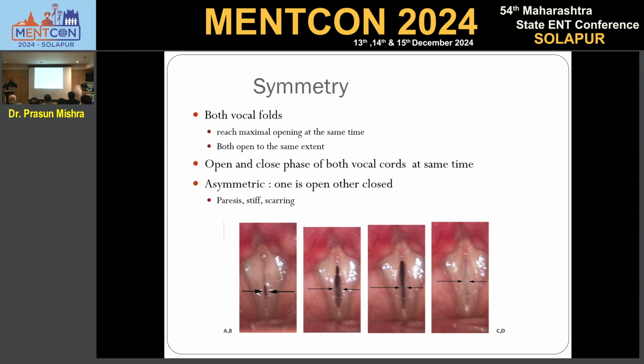There are various conditions where the symmetry will be affected. Again, we are not going into details of the pathology, but we should understand how to see the symmetry. That is, both the vocal cords should be analyzed together. That is symmetry. And what is amplitude?